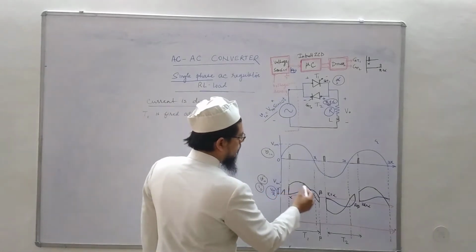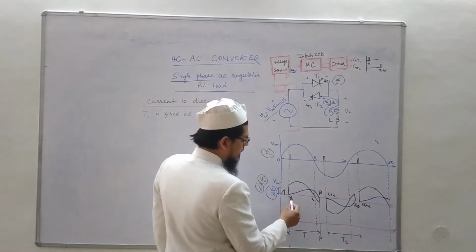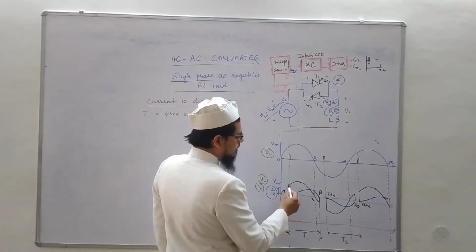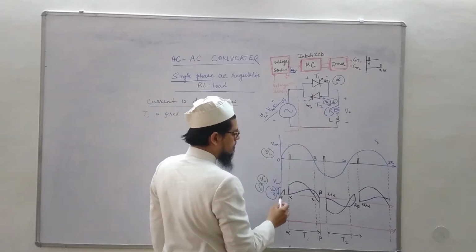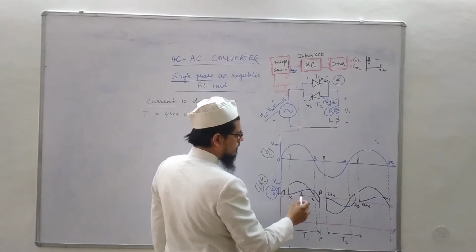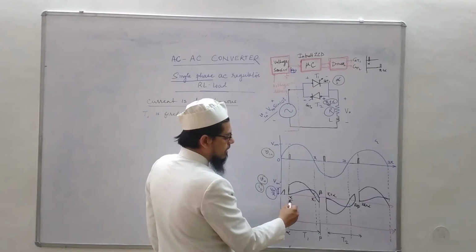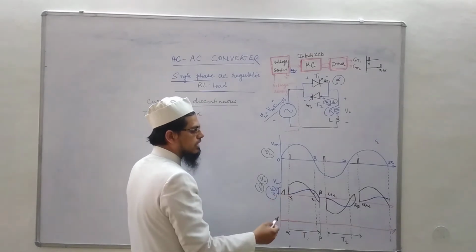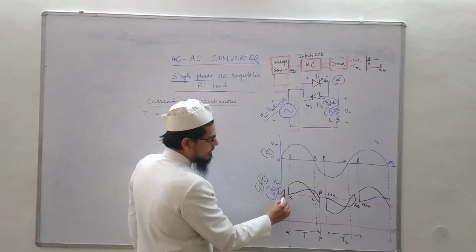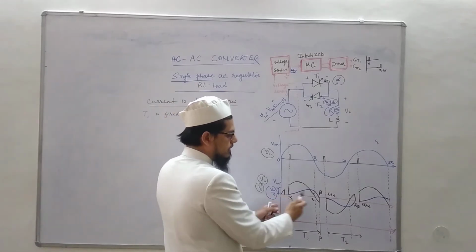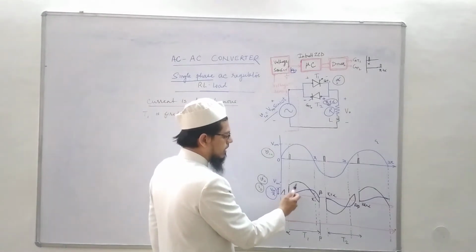So this is the output voltage. How are we obtaining this voltage? When T1 is fired at alpha, from 0 to alpha, none of the SCRs T1 and T2 are conducting. No, sorry. Let us start the analysis from the angle alpha, because since we have got an inductive load, current would be flowing from the previous interval. So let's start analyzing from angle alpha.